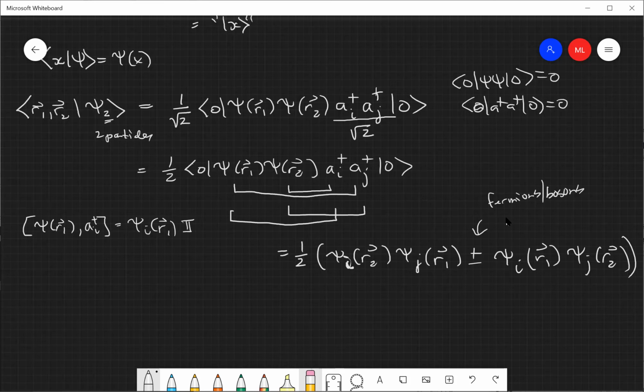And this is the connection between second quantization, which we looked at during this last bit of the identical particle section, and also the connection to the first part where we just symmetrized or anti-symmetrized wave functions, right, to get the right particle statistics. So that's the connection. Yeah. Was there a question?